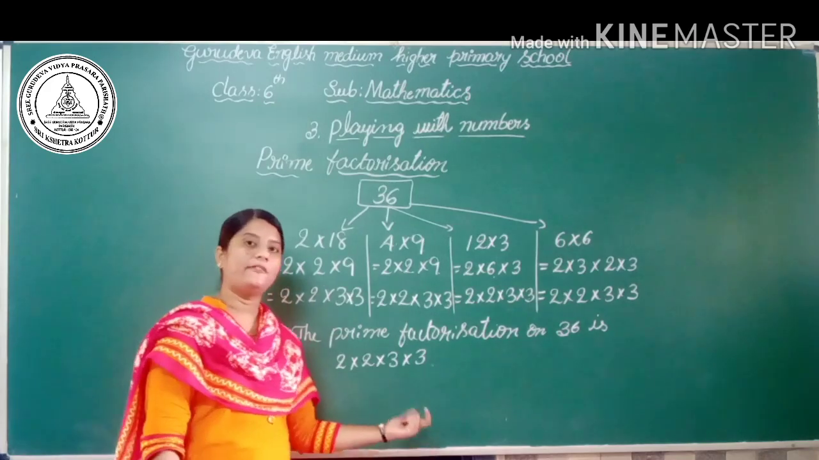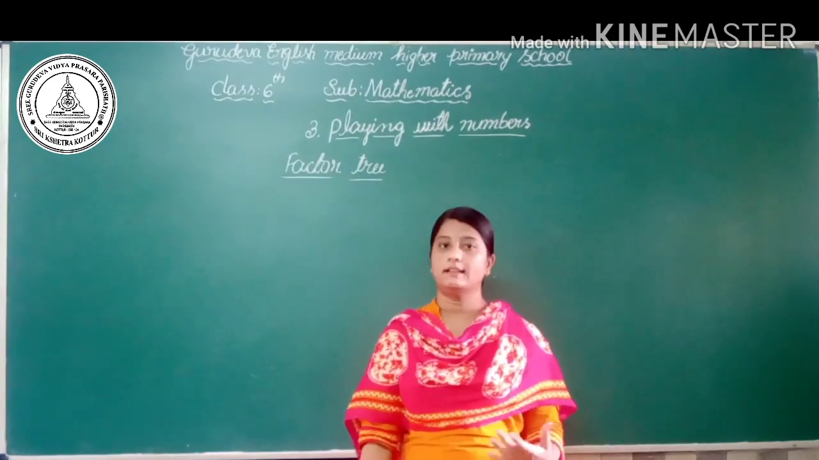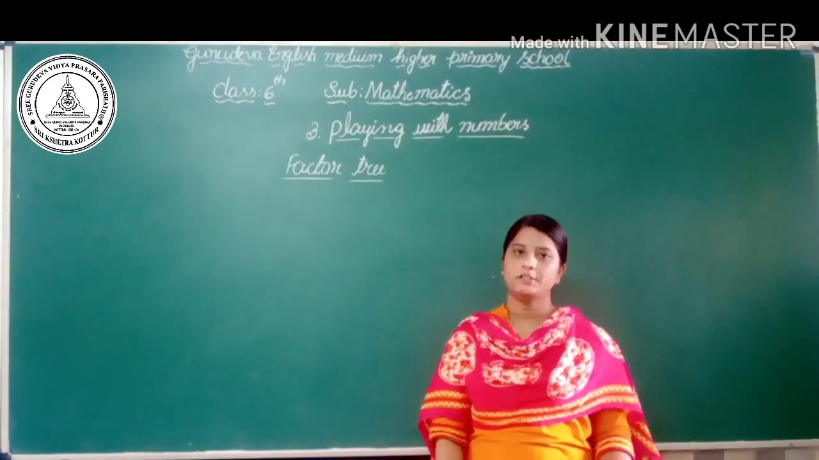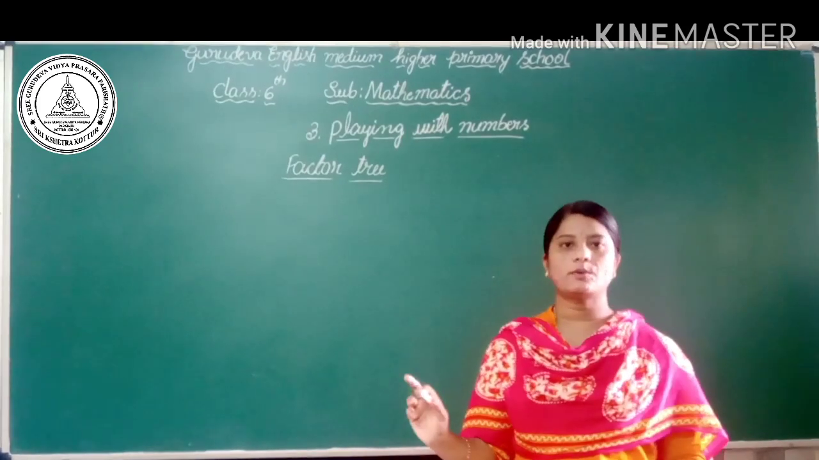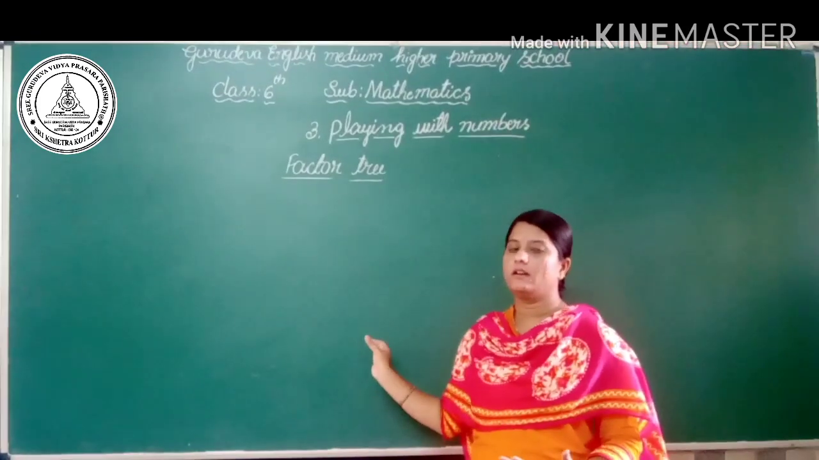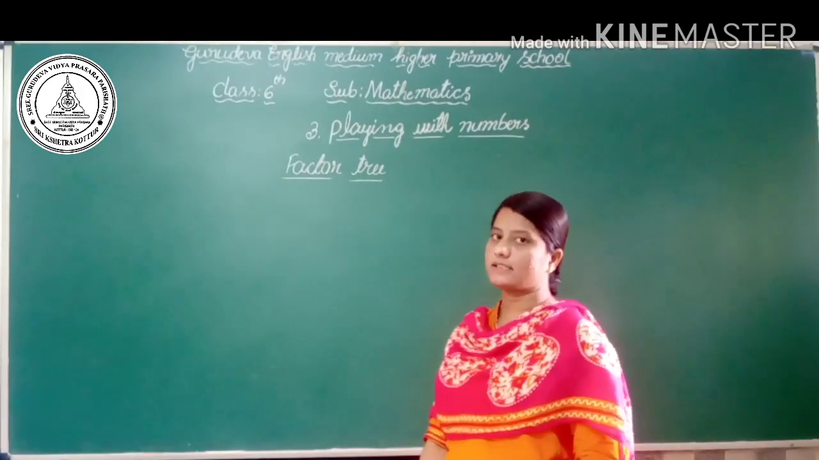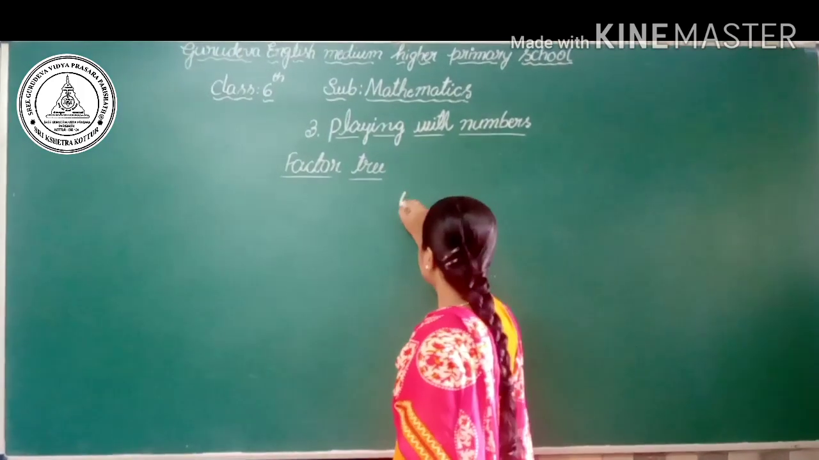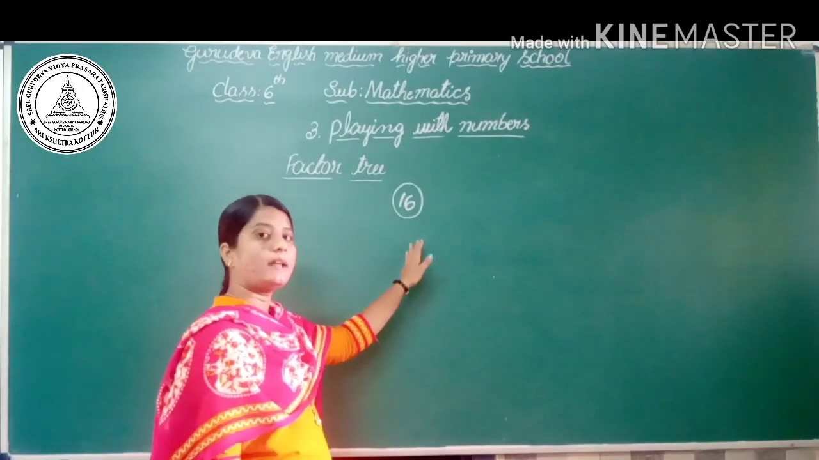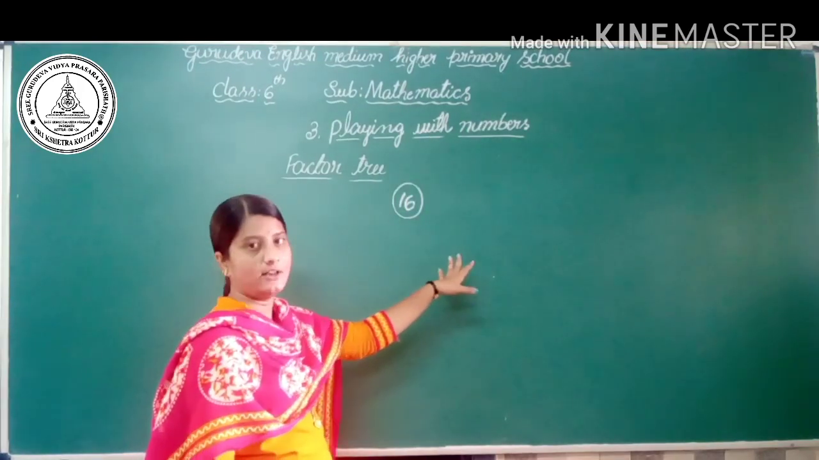Let's go to the factor tree. The next concept is the factor tree. So here we can also write a number as a product of its prime factors. One example I will take here is 60. So we have to express it as a product of its factors.